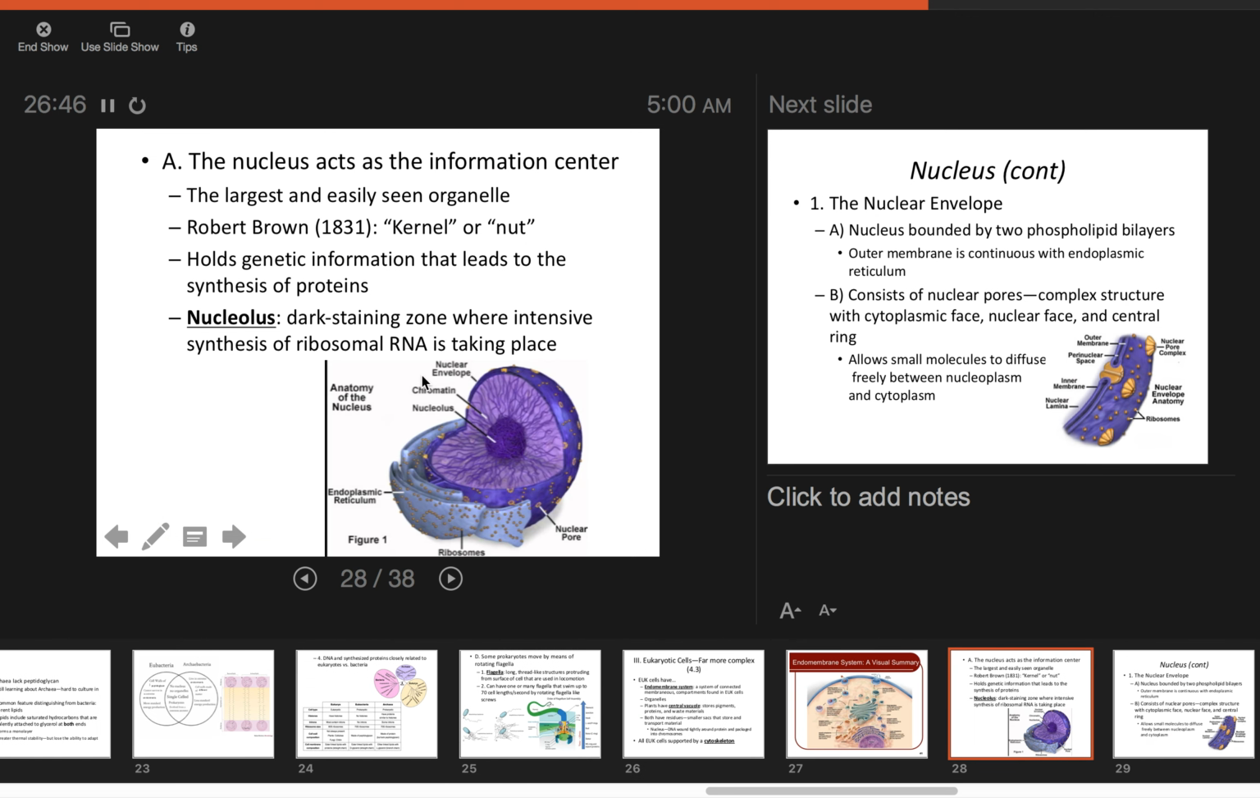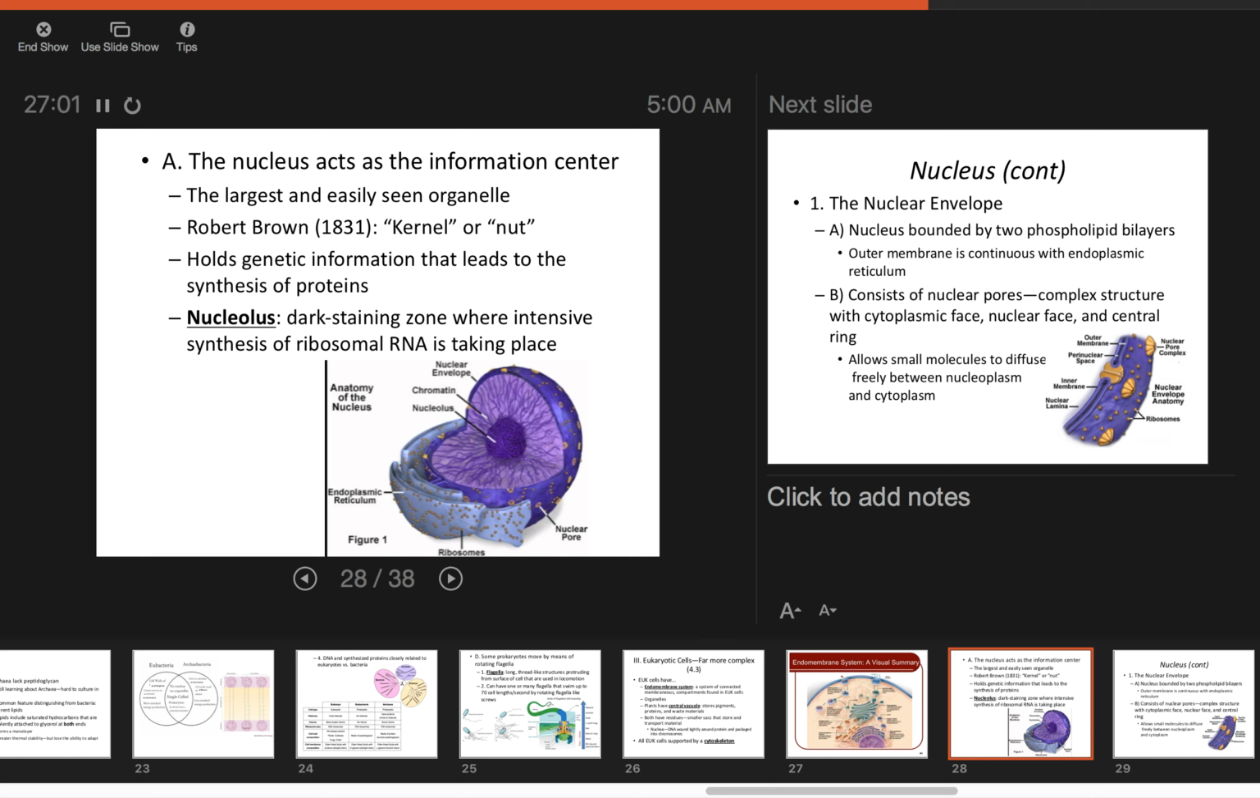We all know that it's the information center. It stores genetic information. It's the largest, easily seen organelle. When you look at your cheek cells underneath the microscope, it's the only organelle that you can really see. But Robert Brown, in 1831, kernel or nut, kind of coined the term nucleus.